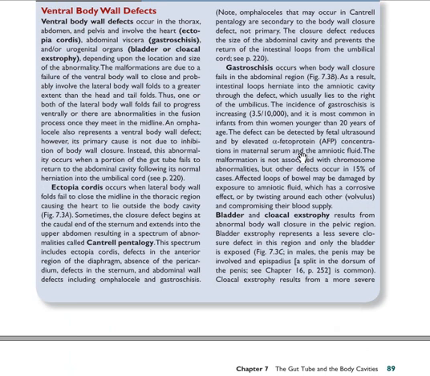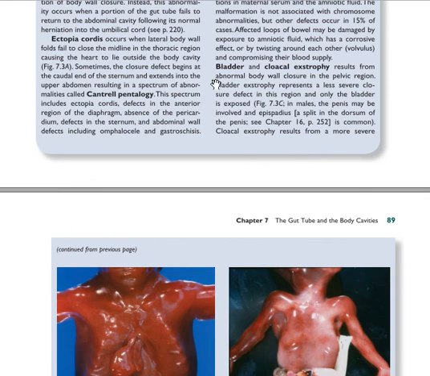Is it clear? So those are the points that you have to note here. So the next element, you have the bladder and the cloacal exstrophy. For the bladder and the cloacal exstrophy, you need to know that it's an abnormal body wall closure defect in the pelvic region. So the bladder exstrophy represents a less severe defect. So when you have bladder exstrophy, it's less severe.